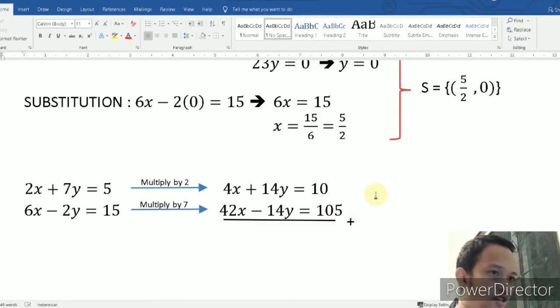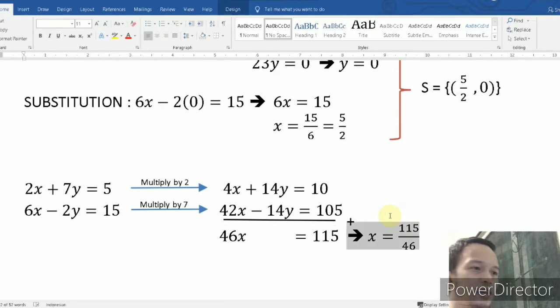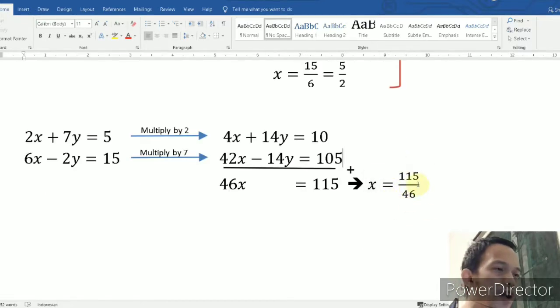I use a different approach here. If I add both equations, I will have 4x plus 42x equals 46x. 14y plus negative 14y becomes 0. So we have eliminated the y. Job's done. And then we add 10 plus this one equals this one. After that, we can find the x by isolating x, using the multiplication property of equality. So we have the value of x, which we can simplify into 5 over 2.